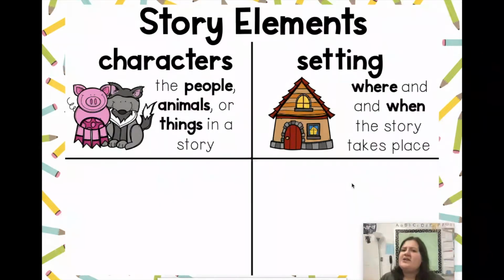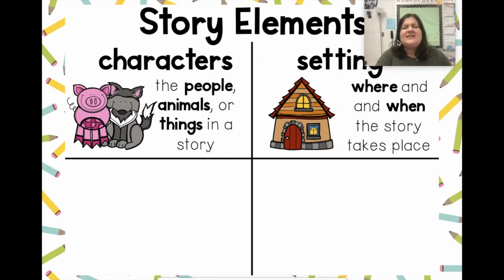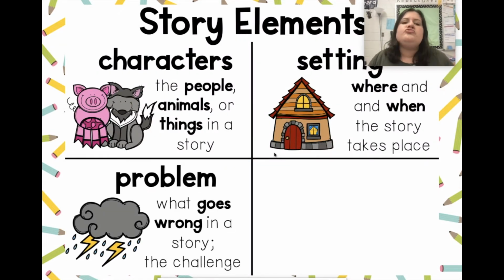And of course, you have characters and setting, but you have 2 other ingredients, and they're probably just as important as the characters and the setting. Your characters have to have a problem. That's what makes a story so interesting. So the problem is what goes wrong in the story. It is the challenge that our main character faces. So think about the 3 little pigs. The 3 little pigs had to keep running away from the big bad wolf. They built weak houses.